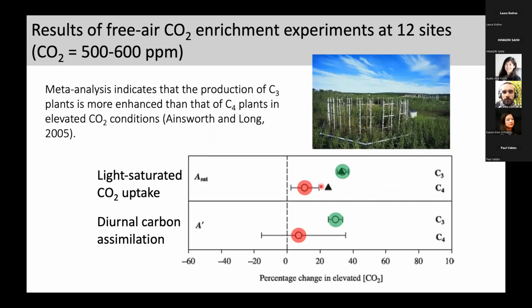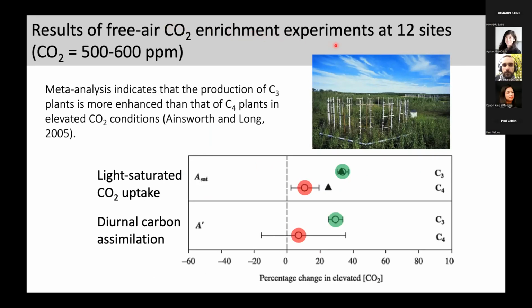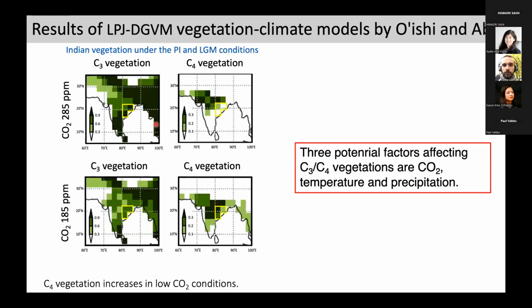So this hypothesis was proved by experiment, free air CO2 enrichment experiments. Meta-analysis indicates that the production of C3 plants is more enhanced in high CO2 condition. So in this study, Oishi-san and Abe-san used the vegetation model, and they examined the relationship between C3, C4 vegetation in East India at different CO2 level.